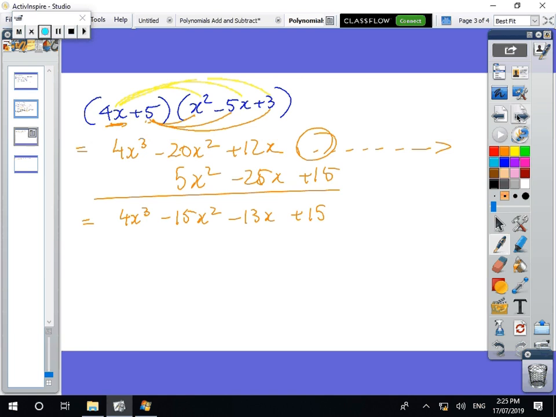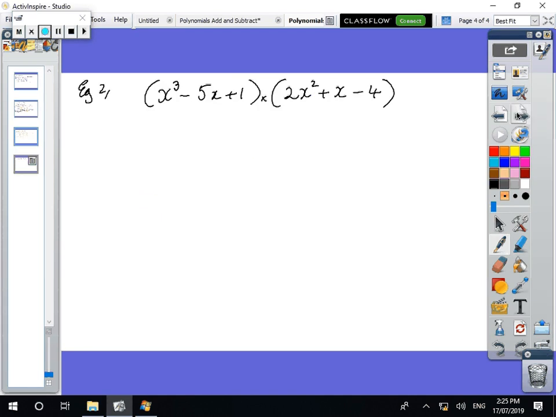We'll do one more, I think. Okay, so here's another one. I want you to have a go yourself, and then when you're ready, come back and I'll be doing it with you as well. Okay, have a go now. Okay, so we're going to do x cubed times 2x squared, so it's 2x^5. x cubed times x is x^4. x cubed times minus 4 is minus 4x cubed. So there's your first multiply.